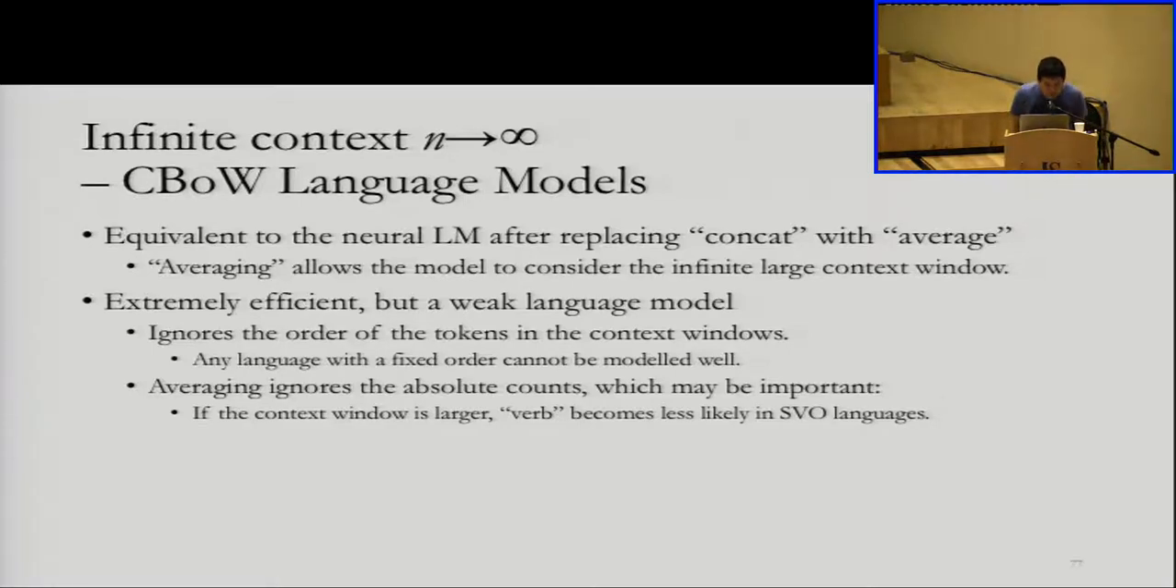Wait, let me see, what was the example that I gave? For instance, the size of the context window matters, because as the context window gets larger, in SVO, subject-verb-object, languages like English, the verb becomes less and less likely, but continuous bag-of-words just cannot capture that easily, right?